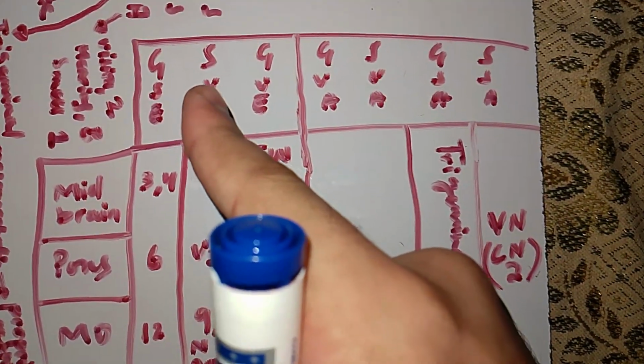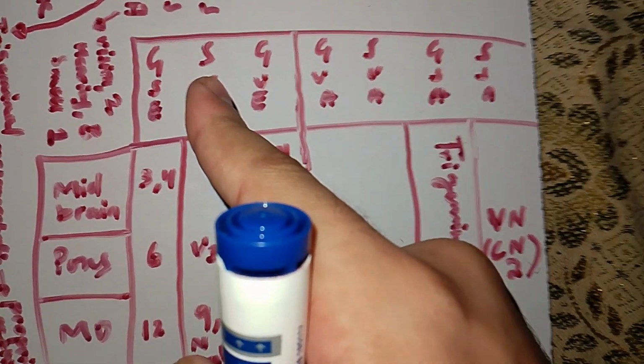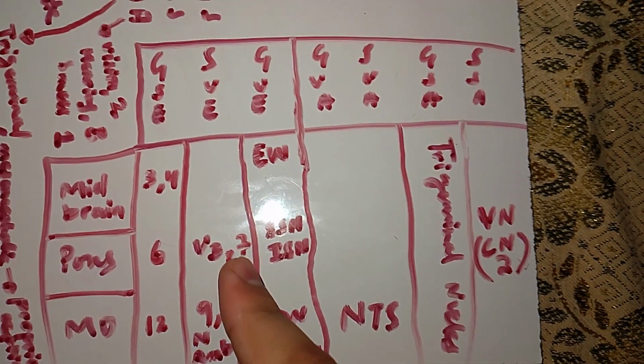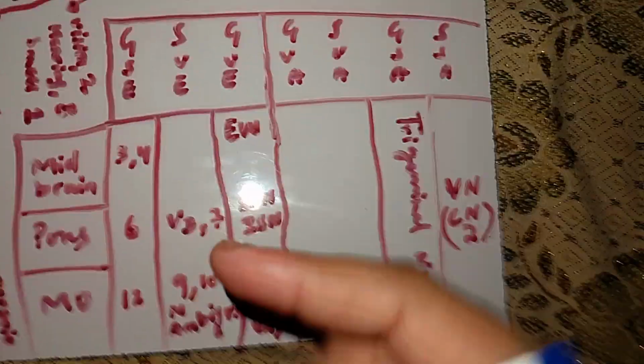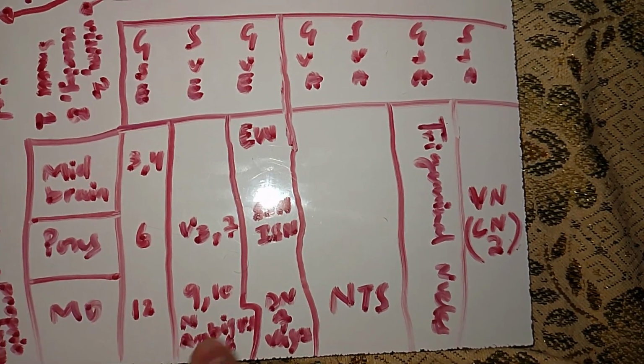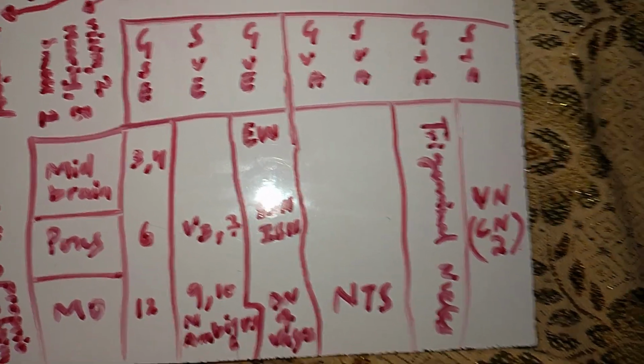These are the nuclei. Special visceral efferent, I said they were supplying the pharyngeal arches. For the pharyngeal arches, we have the mandibular nerve and the 7th nerve, which arise from the pons, and the 9th and 10th, which arise from the medulla oblongata. So we have the nucleus ambiguus for them.